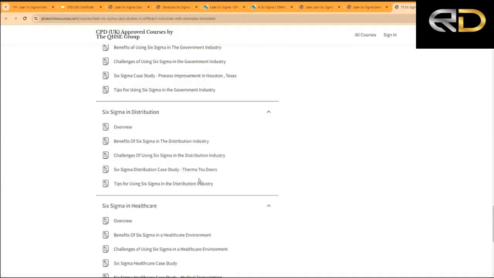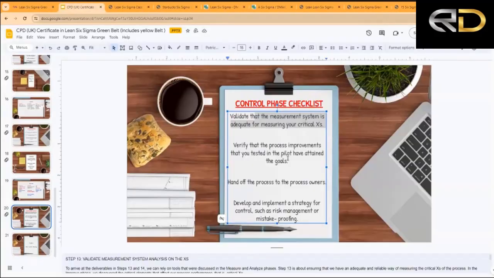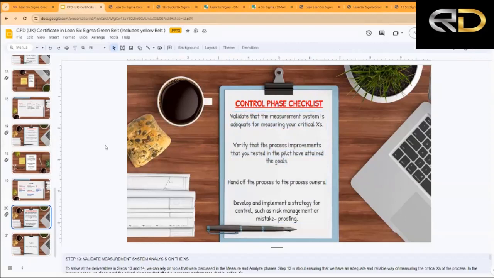Even let's say it is in distribution, okay? You go right here to this case study in distribution, and then try to identify how exactly this was done in distribution. At the end of the day, you will have enough examples and you can work it in any way.